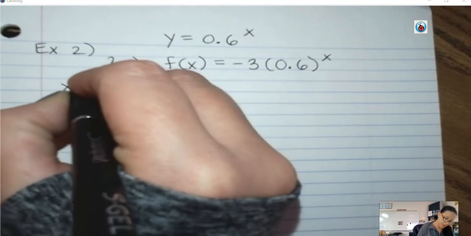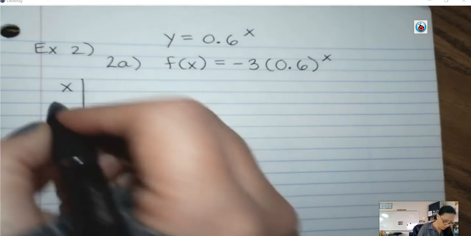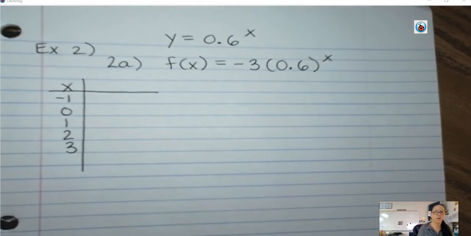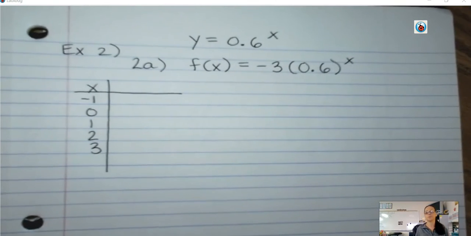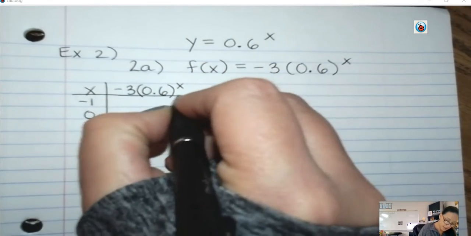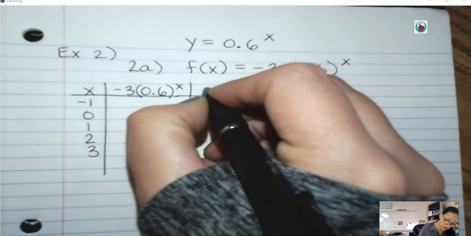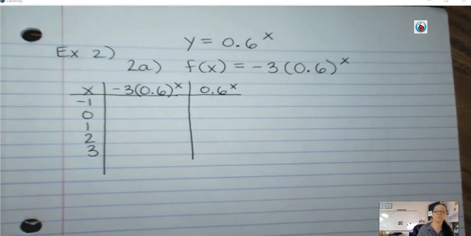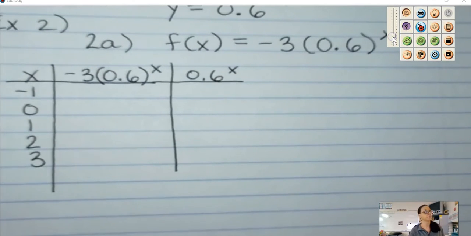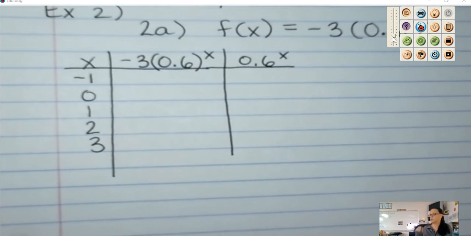First, we're going to make a table of values. The x's I would like you to use are negative 1, 0, 1, 2, 3. So from negative 1 to positive 3. We're going to find the y values for negative 3 times 0.6 to the x power, and then the original equation of 0.6 to the x power. Okay, either use Desmos or your graphing calculator and fill out your table of values. Just use x's from negative 1 to positive 3.